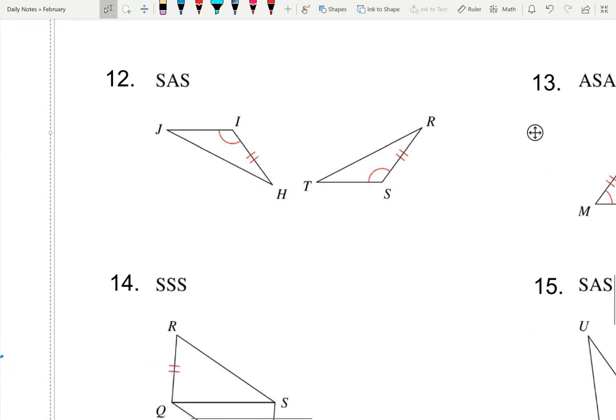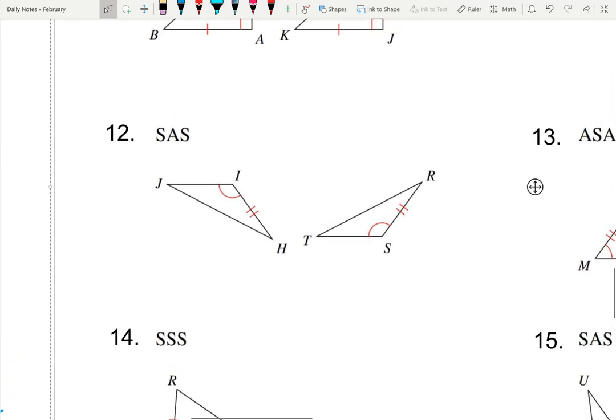All right, side angle side. So remember, it's kind of important to know what's in the middle. I think that helps a lot. So the angle is in the middle. So the angle here has to be between the two sides. So we already have this side on the right side. So if we get the one on the left, then that angle is going to be sitting between those two sides. So we would need this one, which is JI.